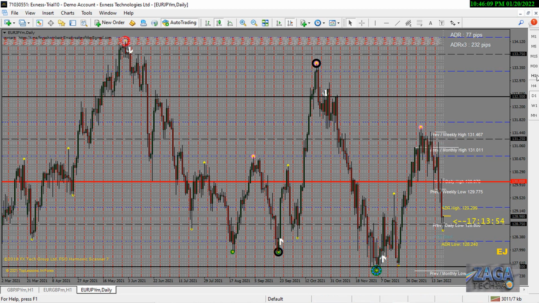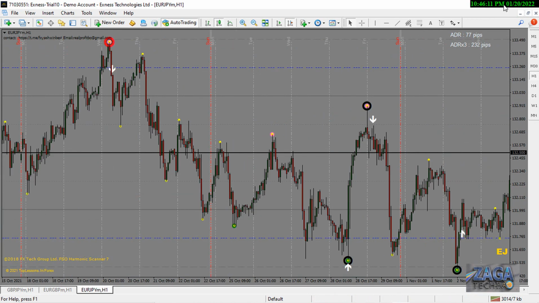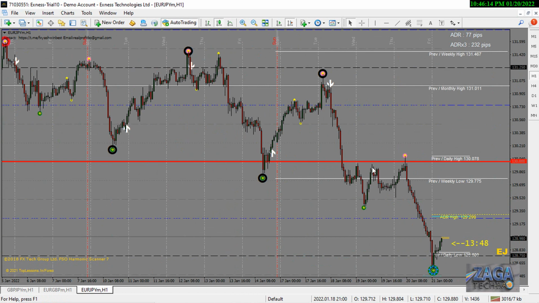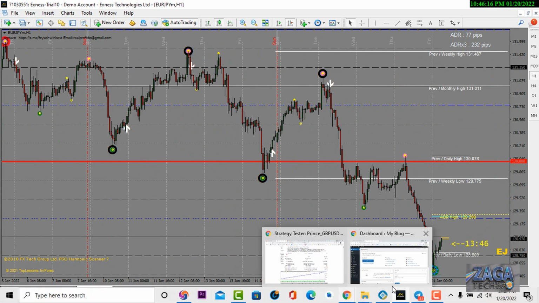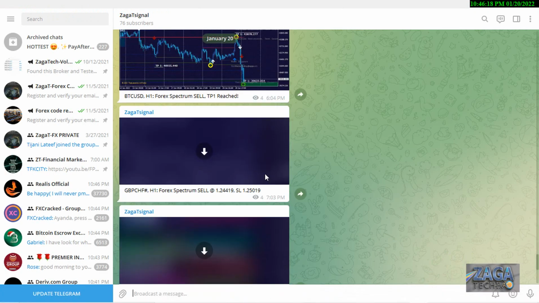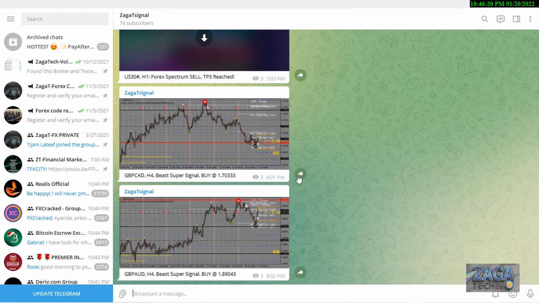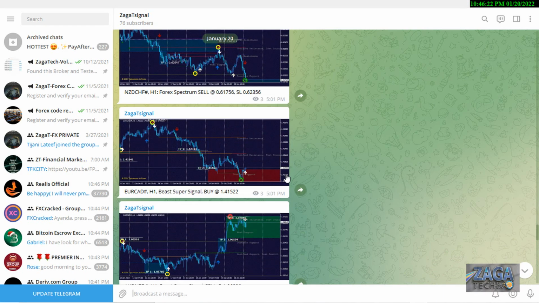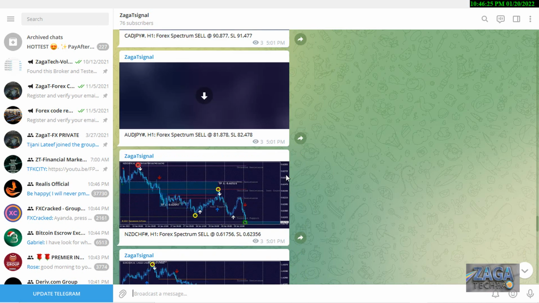So let's dive into the signal on the Telegram so you can understand what I mean on how to trade the H1 and H4 time frame. So this is how the signal comes in on the Telegram channel. For example, let me scroll up and start from where you get the signals, guys. Let me start from here.